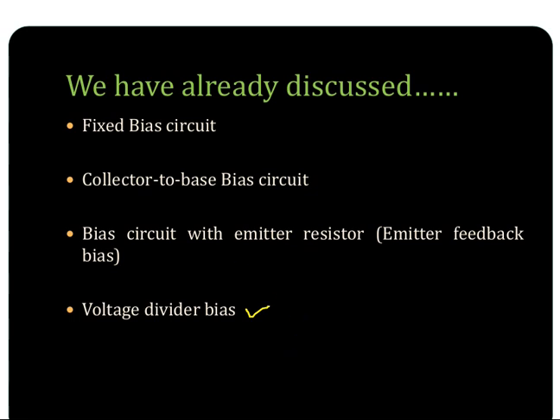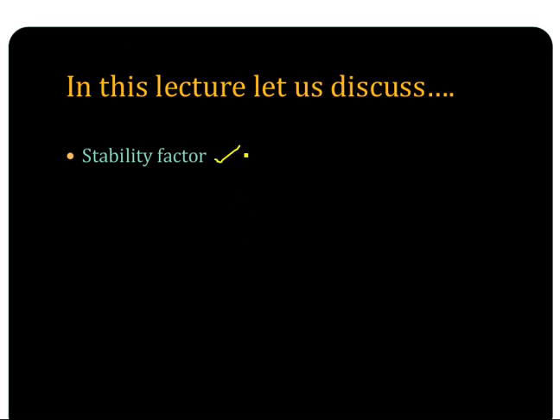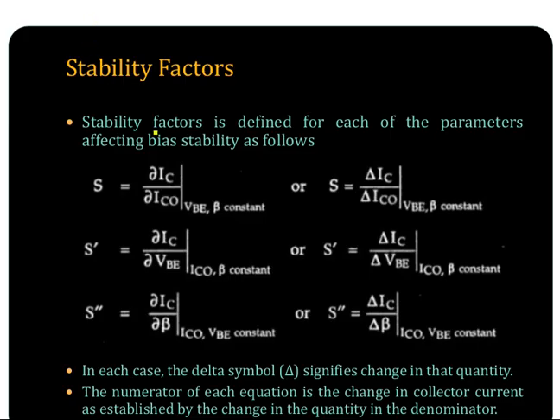So in today's lecture we will discuss the concept of stability factor. Again we are going to analyze the stability factor for the voltage divider circuit only, and we will see in detail how to conclude about the stability of a voltage divider bias circuit. The stability factors are defined for each of the parameters affecting bias stability. So what are the parameters which affect bias stability? We are going to see how the collector current is affected because of change in certain parameters.